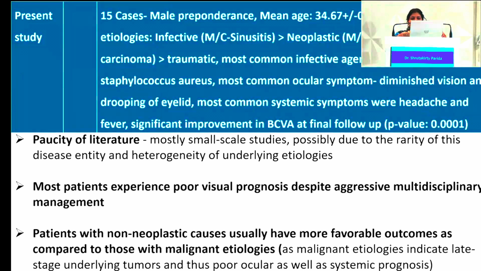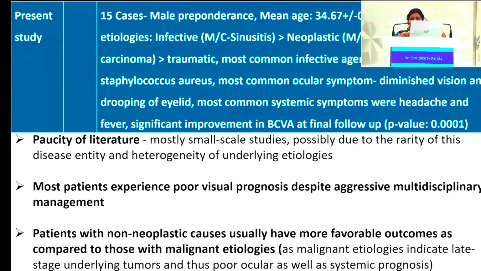Orbital apex syndrome has a paucity of literature. Mostly there are small-scale studies because of the rarity of this disease and heterogeneity of the underlying etiologies. Most patients experience poor visual prognosis despite aggressive multidisciplinary management. And the patients with neoplastic etiologies have an unfavorable outcome as compared to those with a non-neoplastic etiology.